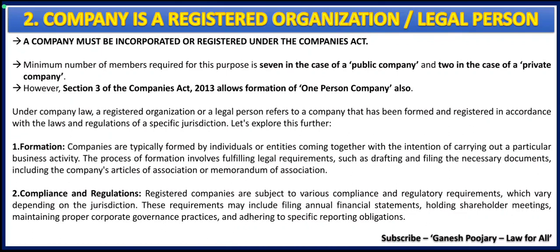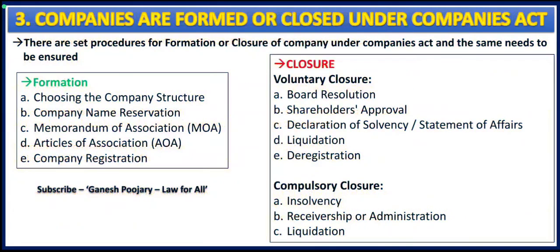With that, I think we are well set to go to the third point, which is also on formation and closure of a company. We now know that company is a legal person after getting registered. Here is the third and important nature and characteristic, that is, companies are formed or closed under Companies Act. From the first nature, we understood that there are many voluntary associations and not every such voluntary association is a company. It is an essential requirement that companies are formed or closed under Companies Act only.